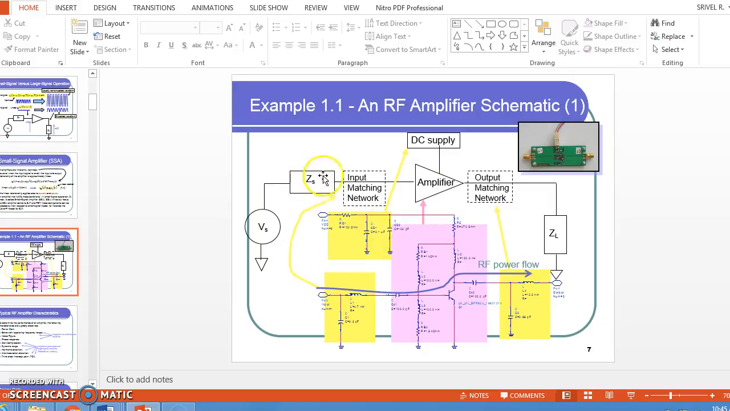This is the input impedance ZS, and this is the output impedance ZL. This is the amplifier circuit. It can be of class A, class B, or class AB, and we can use one based upon the circuit. Based upon the application, we can use class A, class B, class AB, class C, or class D type of amplifier here. The DC supply is based upon the gain.